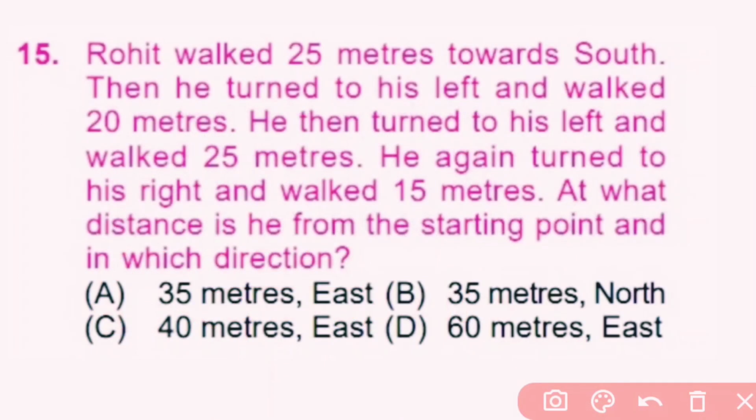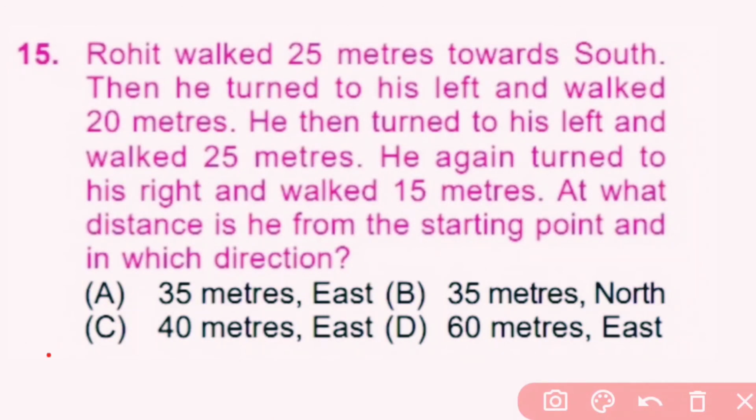Question number 15. Rohit walked 25 meters towards south. Then he turned to his left and walked 20 meters. He then turned to his left and walked 25 meters. He again turned to his right and walked 15 meters. At what distance is he from the starting point and in which direction?